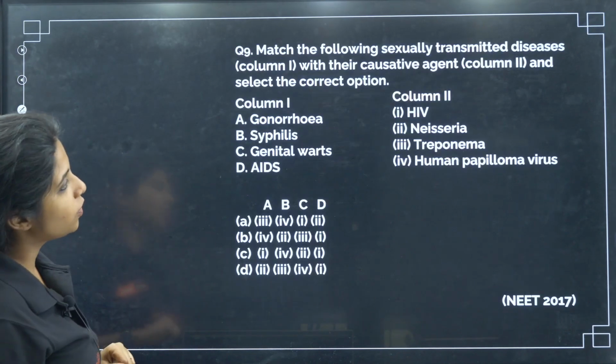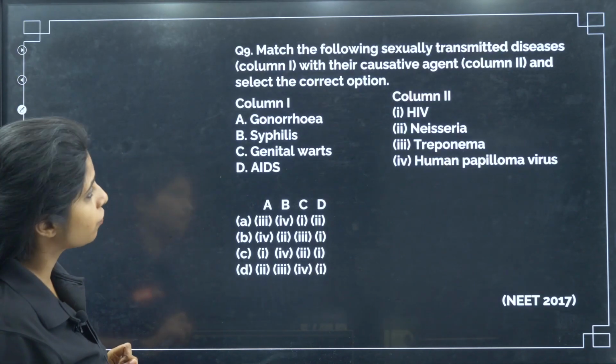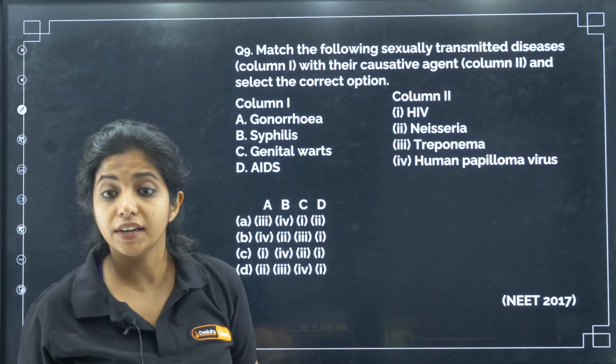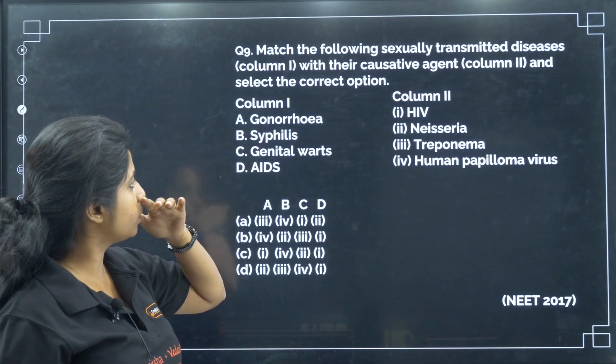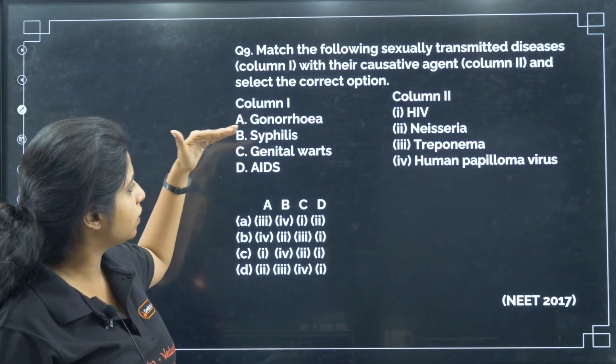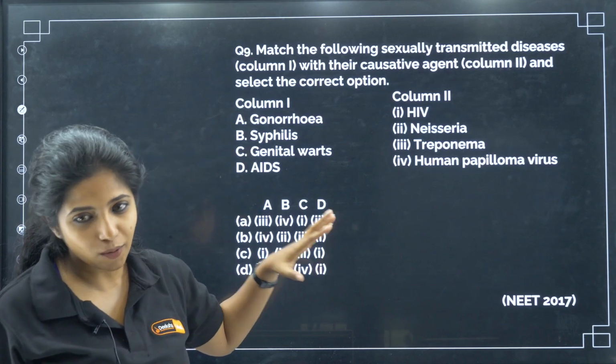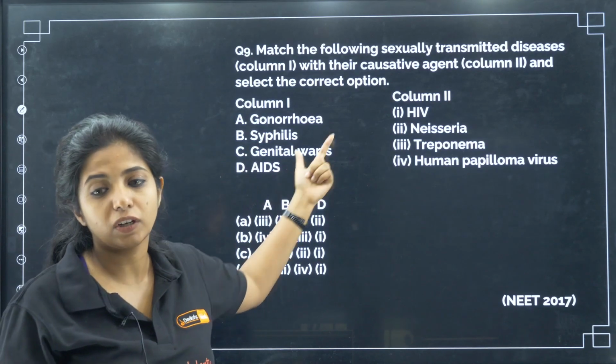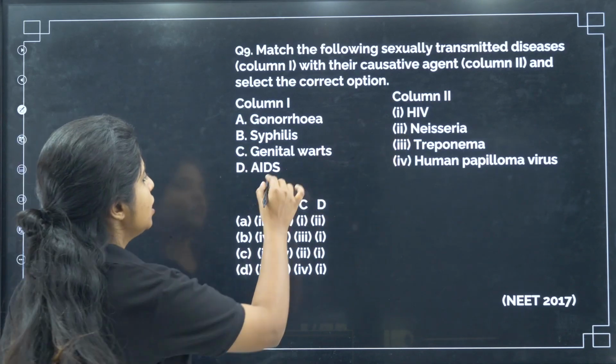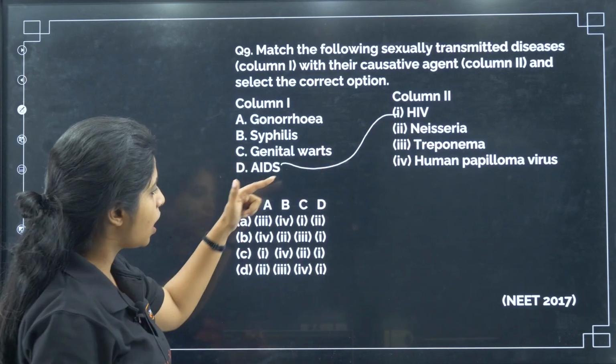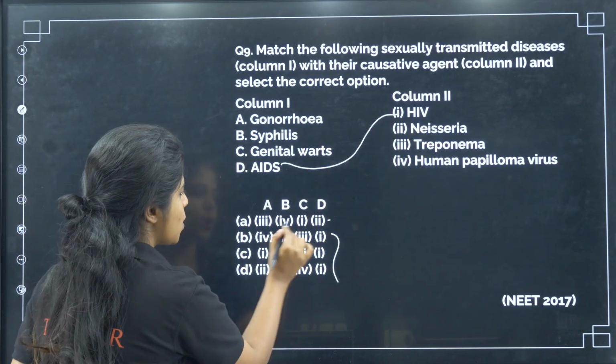Next, match the following sexually transmitted diseases with their causative agent and select the correct option as well. So gonorrhea goes with what? Gonorrhea, syphilis, genital warts and AIDS. I'll tell you the easiest one, how you can find it. AIDS, so everyone knows AIDS is caused by HIV. Call it HIV AIDS, right? So D goes with 1. D goes with 1. How many options do I have? 3 options. Let me cut down this option.